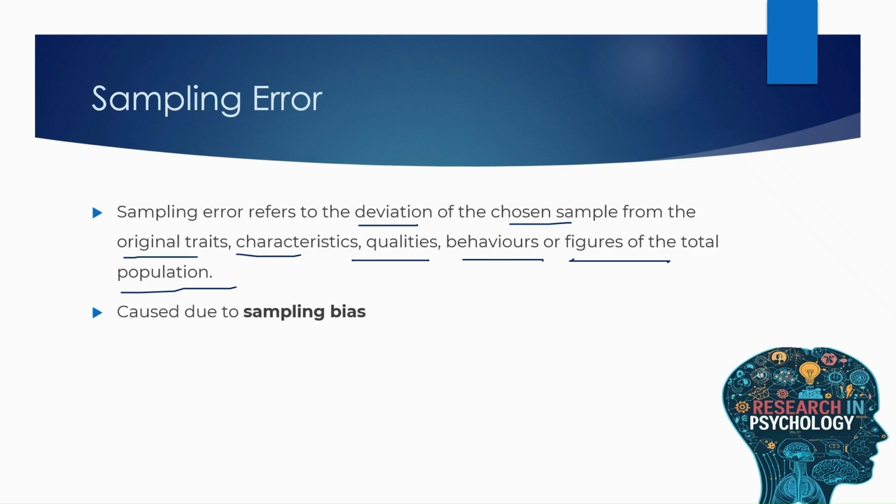Ideally, it should not be, because when you're choosing a sample from the population, you want it to be a true representation. But when there is a sampling error, the sample will not have all the traits, characteristics, qualities, behaviors, or figures of the population. And why does sampling error happen? It happens due to sampling bias.